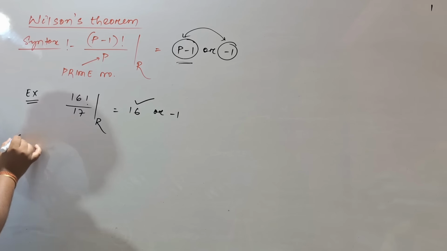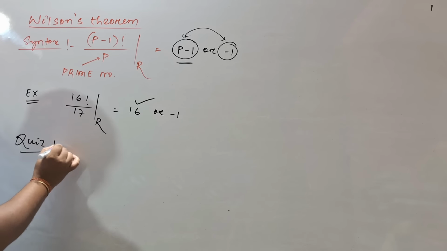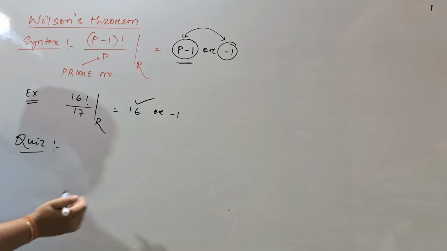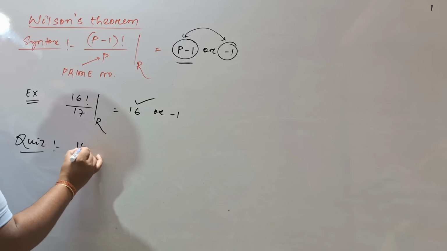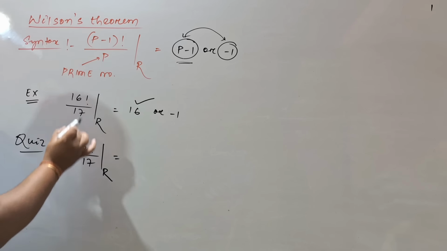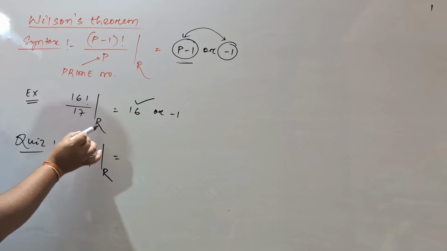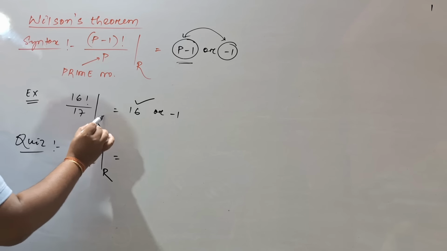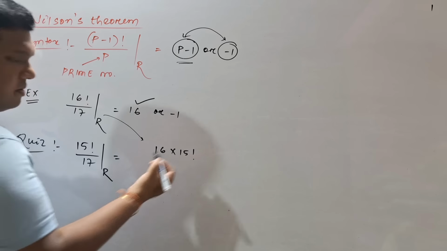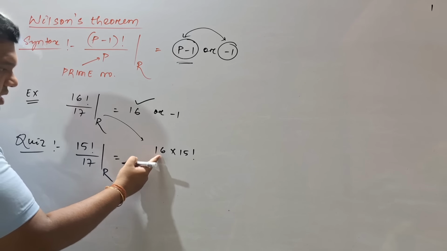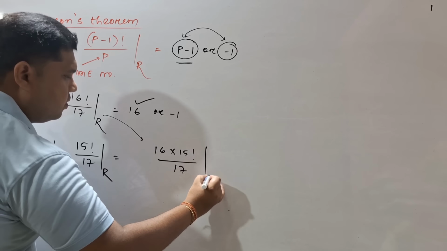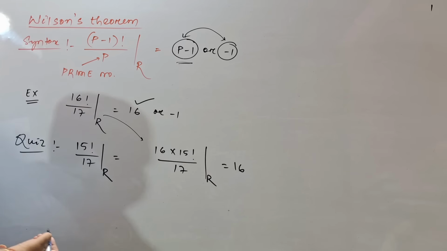Now the next quiz. Under Wilson's theorem you have three formulas. I will derive them one by one and prove them also. Quiz number 2: 15 factorial divided by 17, find the remainder. How to handle it? You know 16 factorial divided by 17 has remainder 16. This 16 factorial can be written as 16 into 15 factorial. When it is divided by 17, the answer you already know is 16.